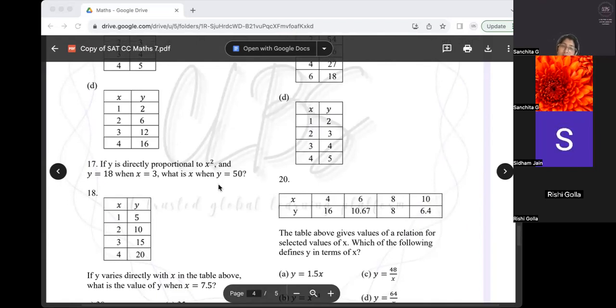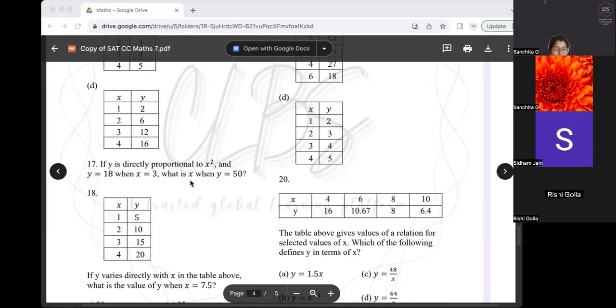It is 25? Oh, no, no. The question is x, not x square. X square is 25. Yes. See, when y is directly proportional to x square, right? So this 18 over 3 will not take; 18 over 9 will take, 3 square. That's the trick, okay? You have to be a little careful. 5 over x square. So x square is equal to 25, x is equal to 5.